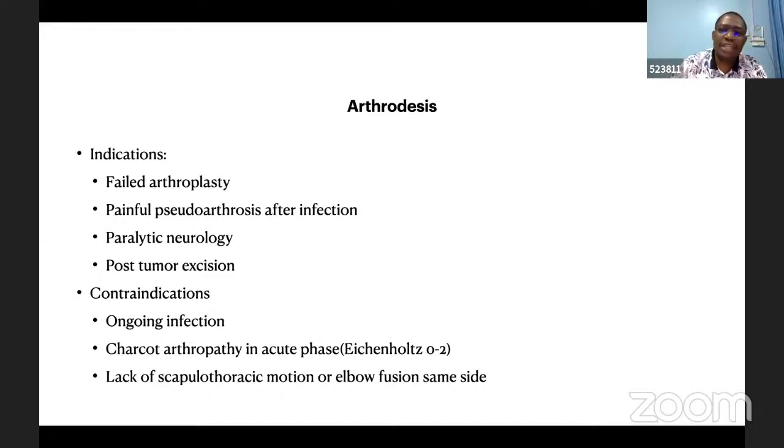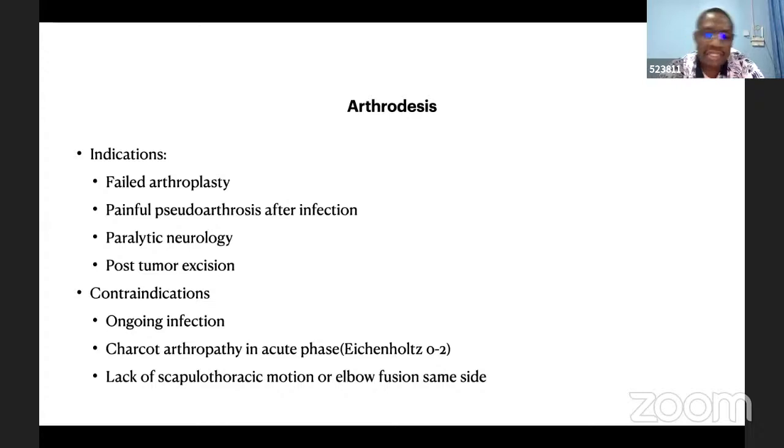So these patients will have something like 40 degrees of each of those motions, with very little internal rotation, because the scapula will not be able to internally rotate. Maybe a little bit of external rotation, a little bit of forward flexion, 40 or something less. The indications for arthrodesis, as I've said, will be failed arthroplasty, or you have excised a tumor, you have a painful pseudarthrosis like the one I showed before, or you have a paralytic or progressive paralyzing kind of neurology. You can't fuse if there's ongoing infection, or you have an acute phase of Charcot joint.